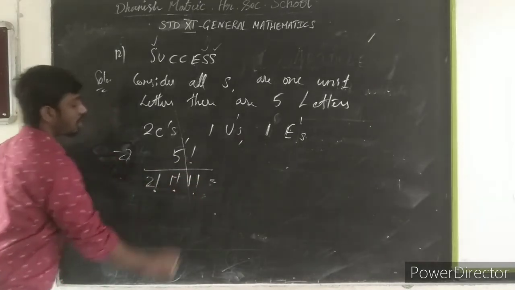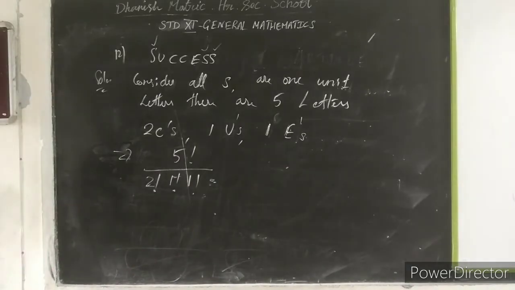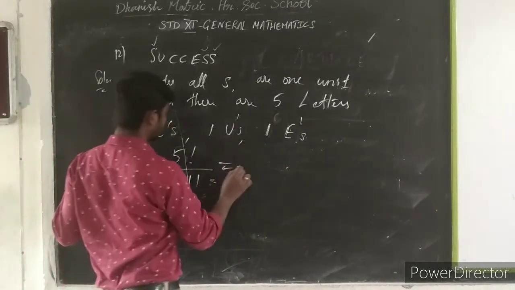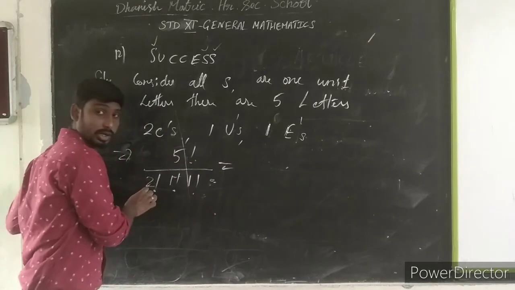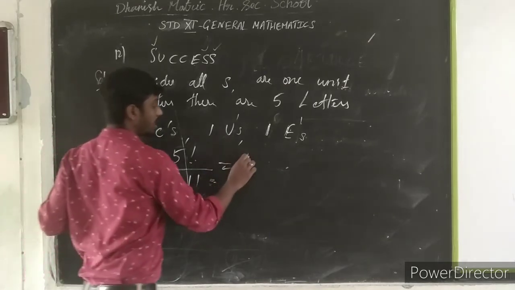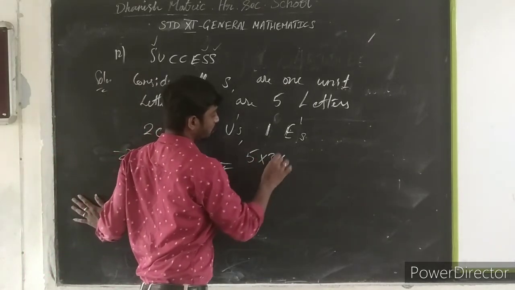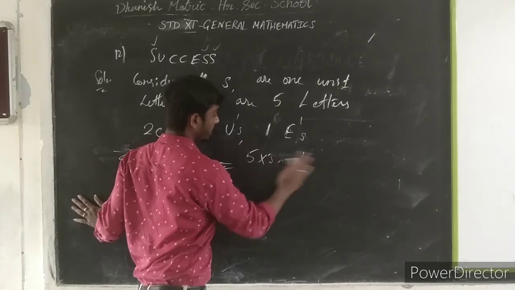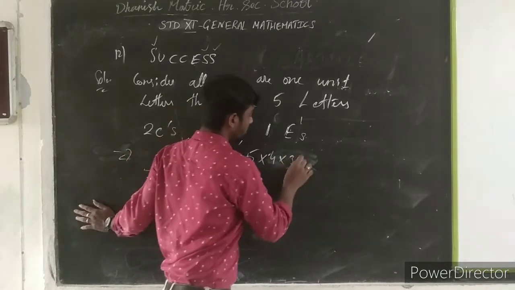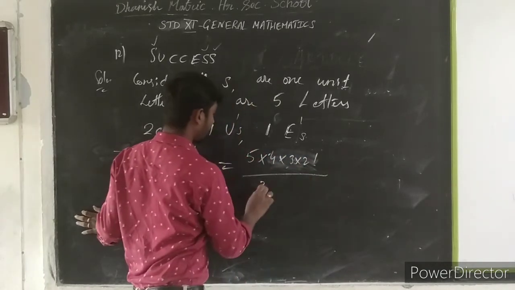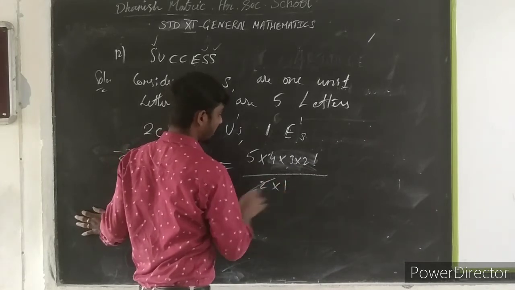There is also 1 factorial here. So simply writing like this: 5 factorial divided by 2 factorial, 1 factorial and 1 factorial. We are updating like this: 5 into 4 into 3 into 2 factorial, divided by 2 into 1. So simply cancel this one.